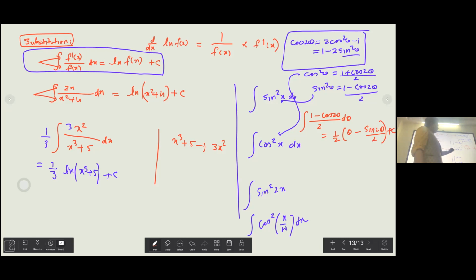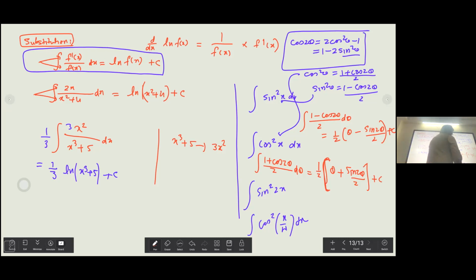Similarly, when you're integrating cos square theta, I'm going to rewrite this as (1 plus cos 2 theta) divided by 2, and take 1/2 outside. Your integration of 1 now will be theta, and the integration of cos 2 theta is sine 2 theta divided by 2. And so that's the integration of cos square theta.